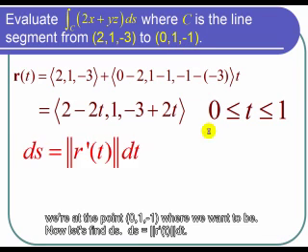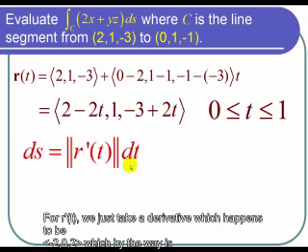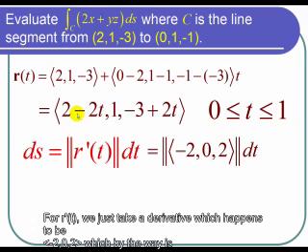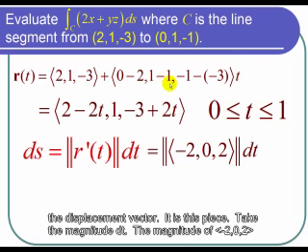So now let's find ds. ds is equal to the magnitude of r prime of t dt. And r prime of t, we just take a derivative, which happens to be (-2, 0, 2), which, by the way, is the displacement vector. It's this piece.